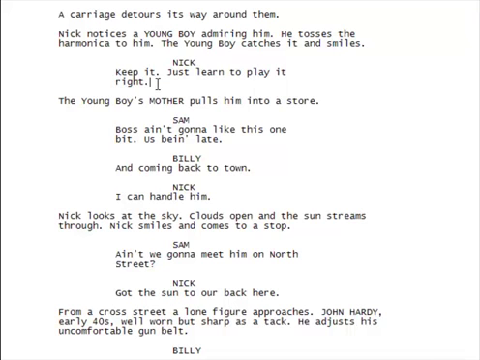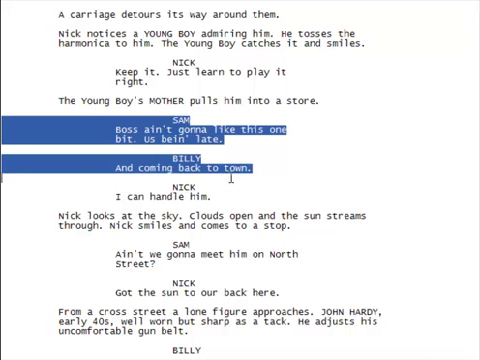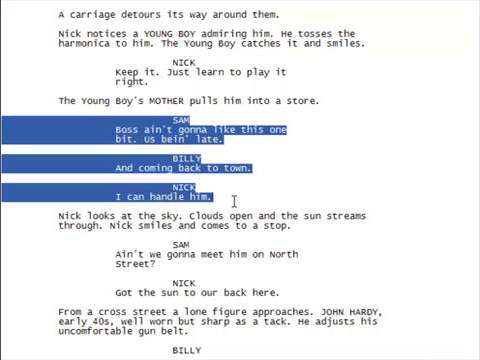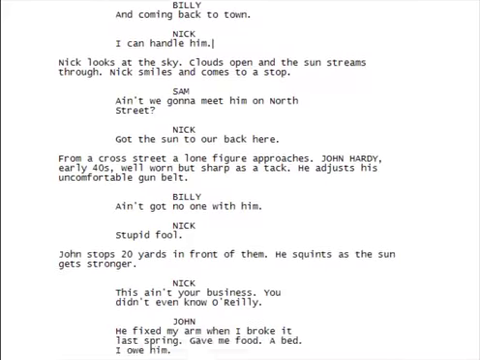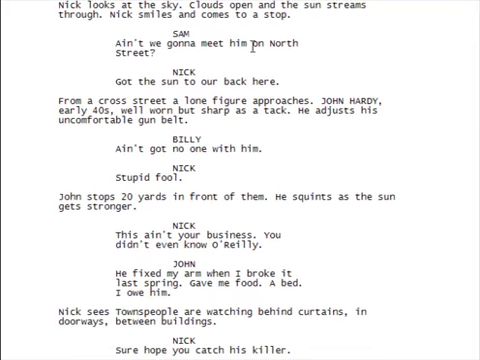Then Sam and Billy, who are the two gunfighters with him, have this whole conversation about how the boss isn't going to like it, that they're late. And I think this is a strong attempt at showing the rebellious trait. Going down just a little further here, Sam says we're supposed to meet him on North Street. Nick says, "Got the sun to our back here," so this is showing him being conniving. So pretty quickly we're getting in most of the traits.